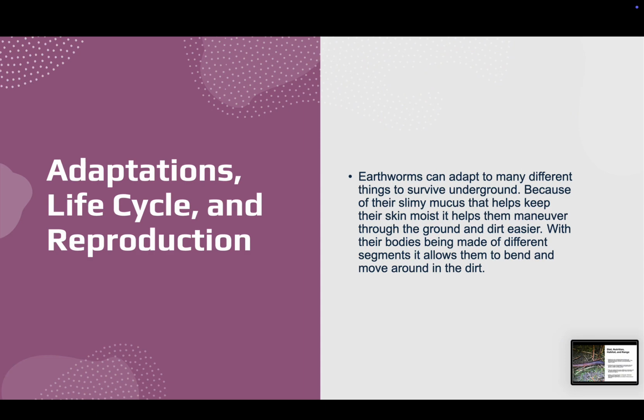Adaptations, life cycle, and reproduction. Earthworms can adapt to survive underground because of their slimy mucus that helps keep their skin moist. It helps them maneuver through the ground and dirt more easily, and their bodies are made of different segments, which allows them to bend and move around in the dirt.